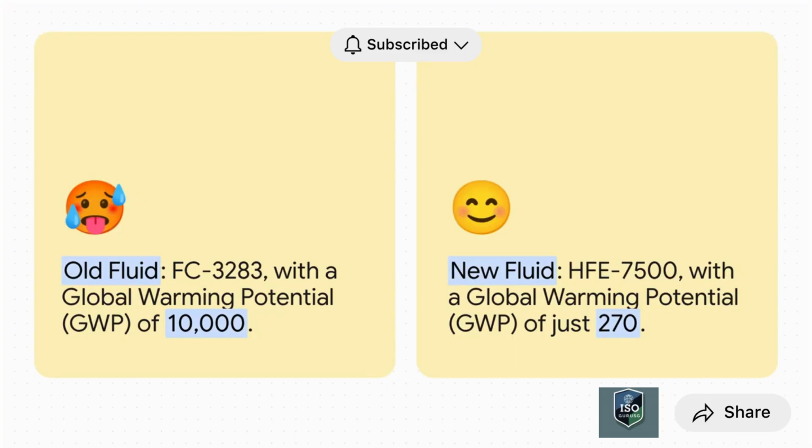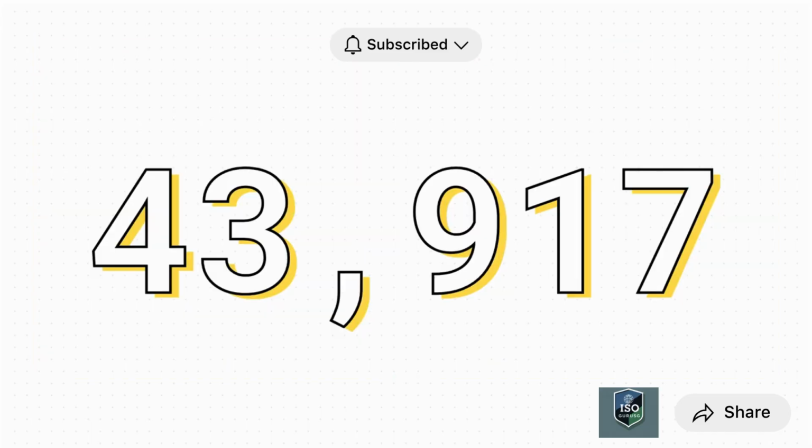A company was using a fluid in its cooling systems that had a global warming potential of 10,000. That is 10,000 times more potent than CO2. Insane. But they found a potential replacement with a GWP of just 270. And the result of that one single switch? Look at that number. An annual reduction of almost 44,000 tons of CO2 equivalent. To put that into perspective, that's like taking nearly 10,000 cars off the road every single year. That's a massive impact, and it was all driven by the data.